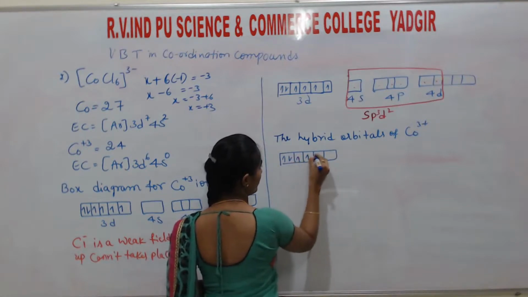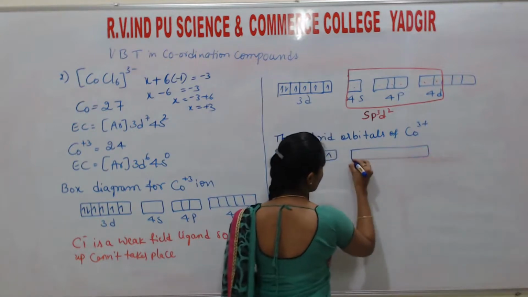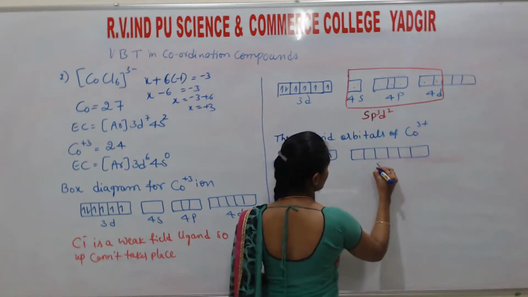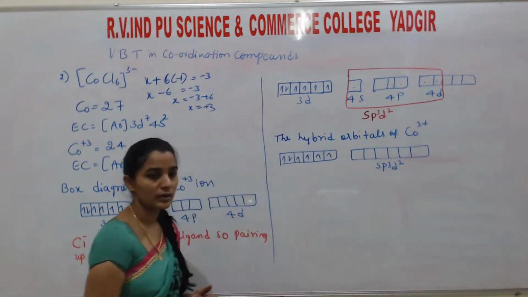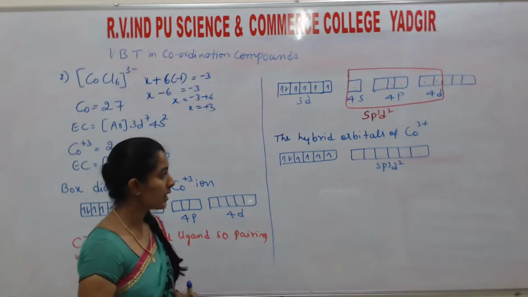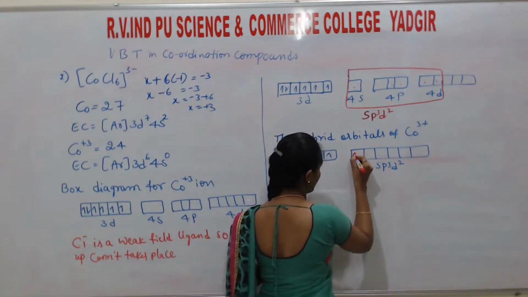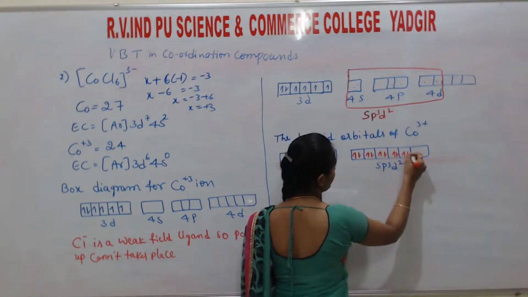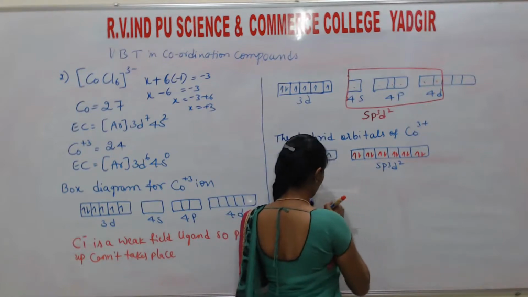This is the paired electron, that is the 3d orbital. This one is 6 sp3 due to hybrid orbitals. Okay, so in these hybrid orbitals, the electrons from Cl get filled. So this shows the complex one.